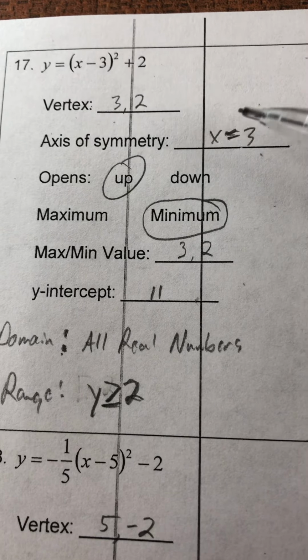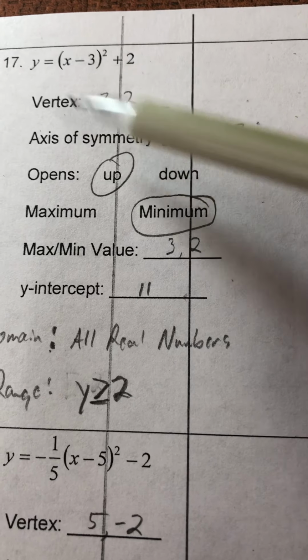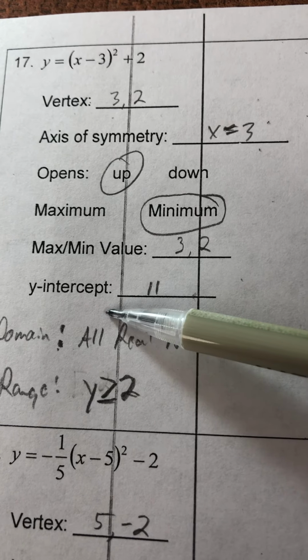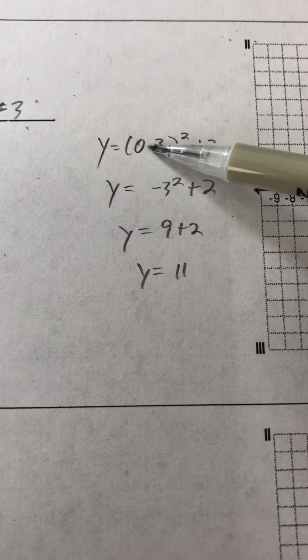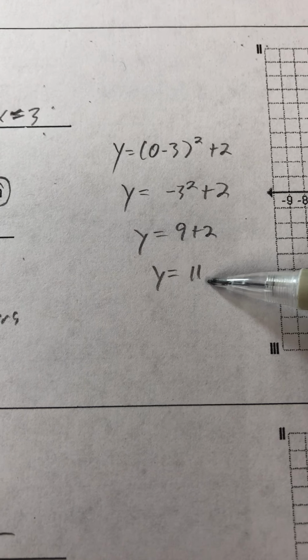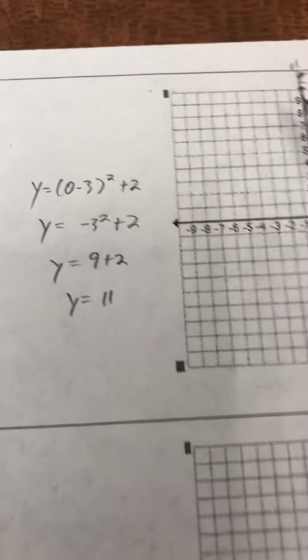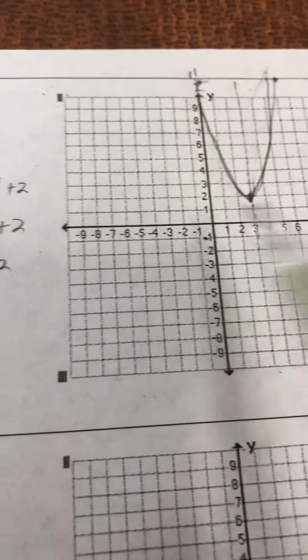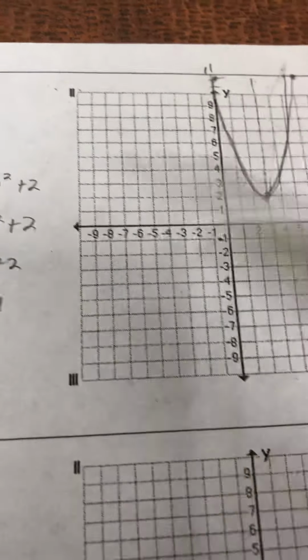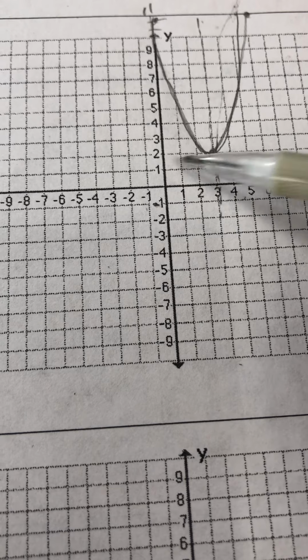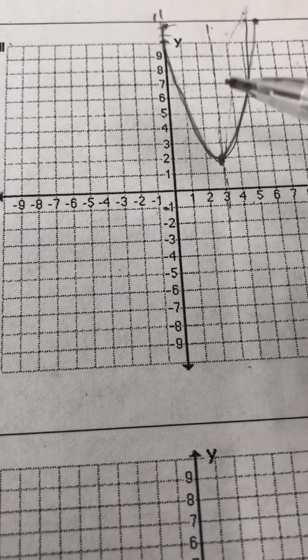So here is number 17. It's positive, so it's going to open up. So that means opening up, the vertex is going to be a minimum value. Figuring out the y-intercept, this is how you figure out the y-intercept when x is set to 0. So that means it's going to cross the y-axis at 11. And then we did this in class. Domain is going to be all real numbers because it keeps going in this direction, so the x values will cover all of them. And the range has got to be greater than or equal to 2. So everything above 2 is going to work.